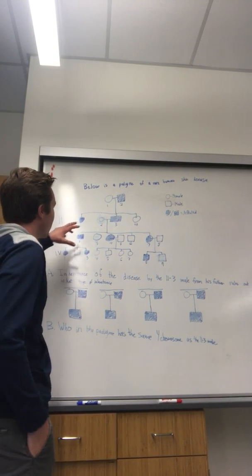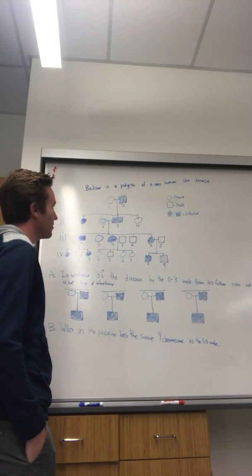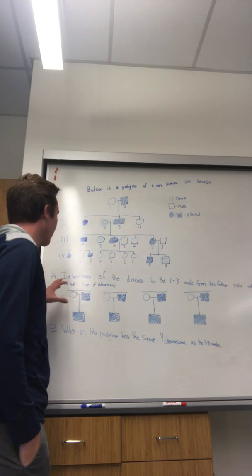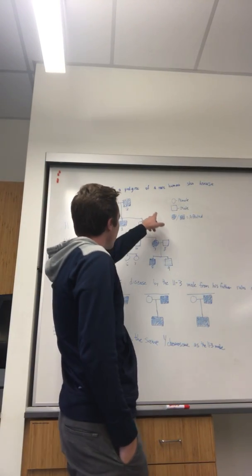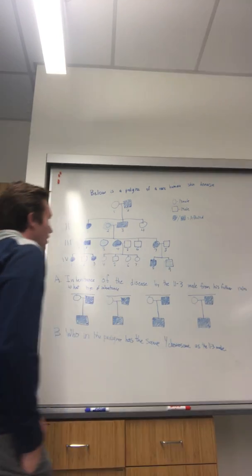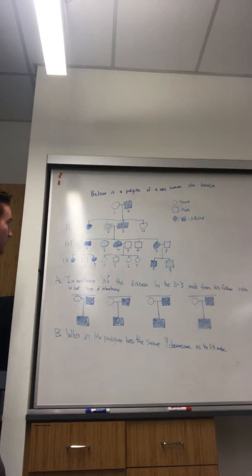So here's problem number 1. It says below is a pedigree of a rare human skin disease. Yeah, this whole thing. And so basically the circle means female, the square means the male, and if it's shaded in, it means that they're affected with the disease.